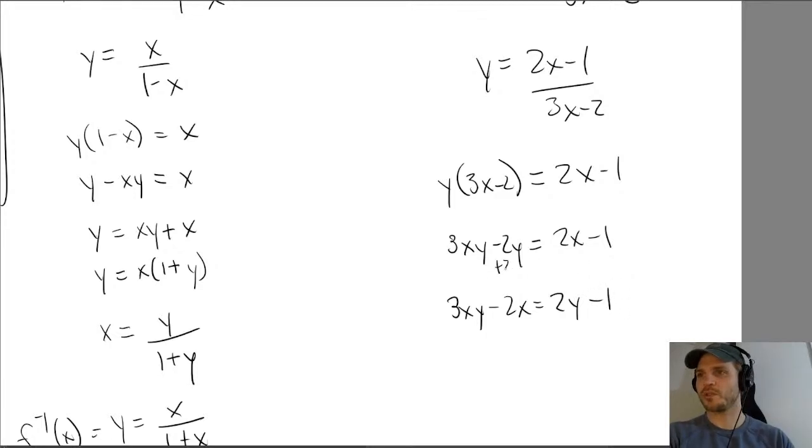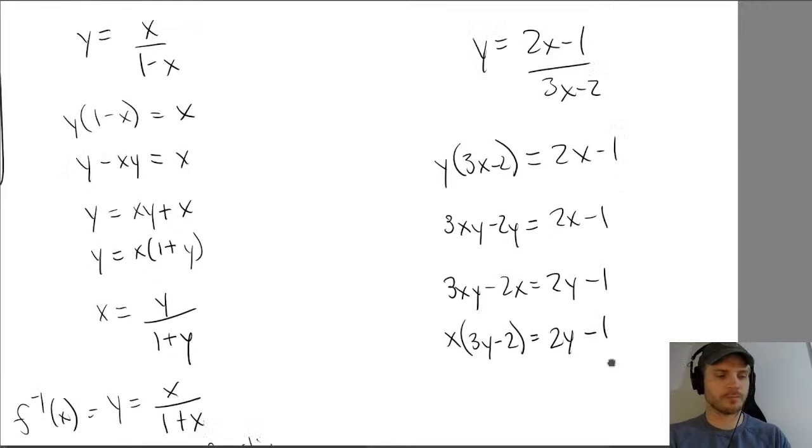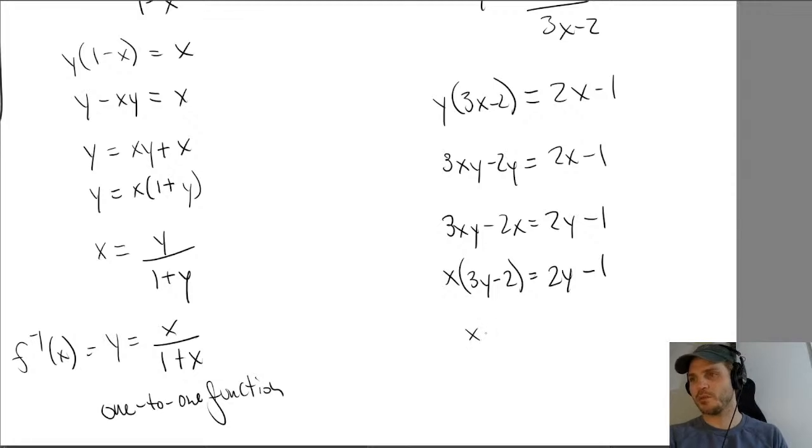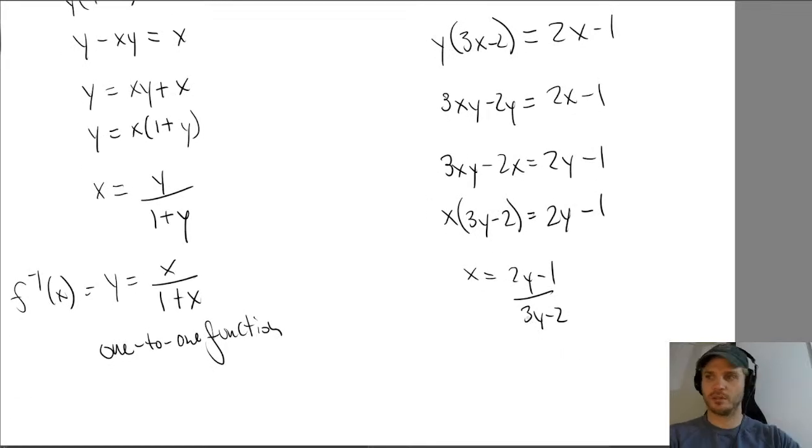So minus 2x equals 2y minus 1. So what did I do? I added 2y, minus 2x, minus 2x. I just did that in one step. Then I'm going to factor out my x. X times 3y minus 2 equals 2y minus 1. Divide both sides by 3y minus 2. X equals 2y minus 1 over 3y minus 2. And then now I'll swap x's and y's. So y equals 2x minus 1 over 3x minus 2. And this is f inverse of x.